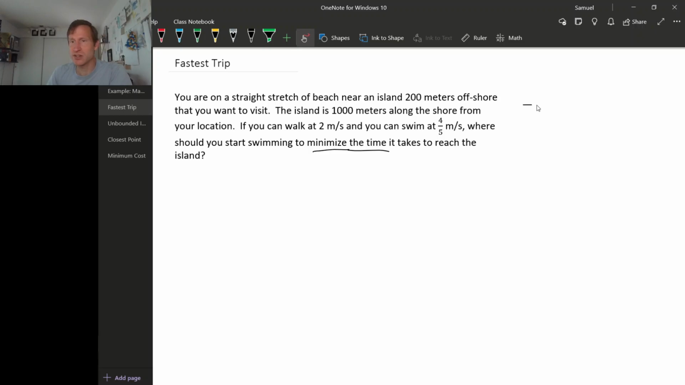So let's see, here's our straight shoreline. Let's say that we start over here. There's us. And the island is out here somewhere. And it's 200 meters offshore and 1,000 meters along the shore.